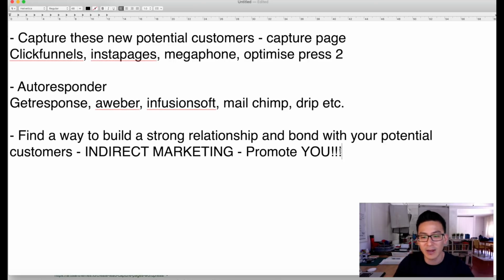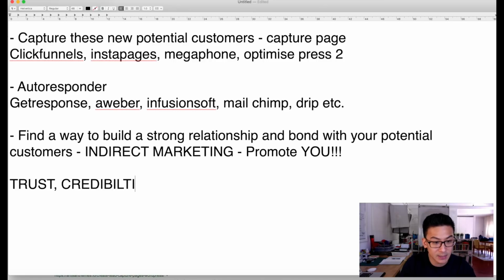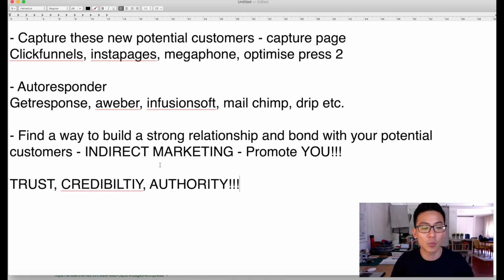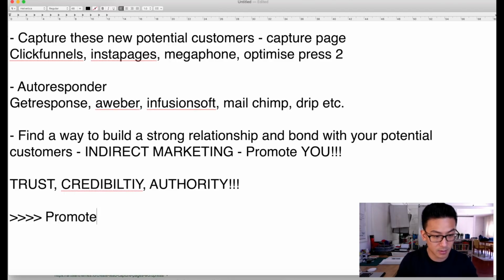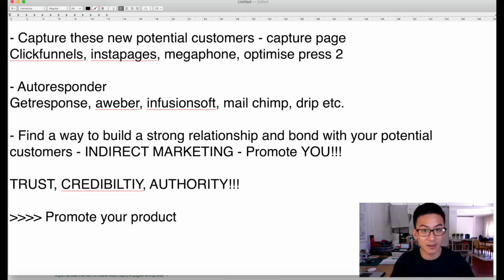And once you build a brand for yourself, this creates trust, this creates credibility, right? And this creates authority, which is so important. And once you have these three things, then and only then do you promote your product. Then you promote your product indirectly, right?